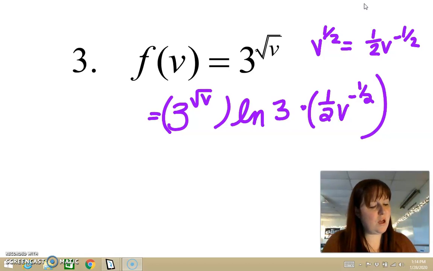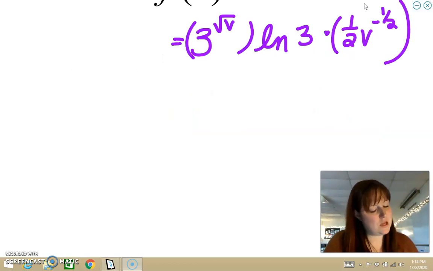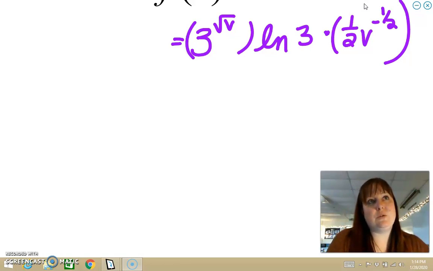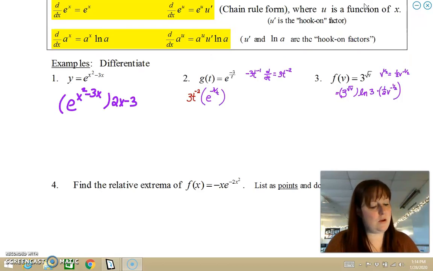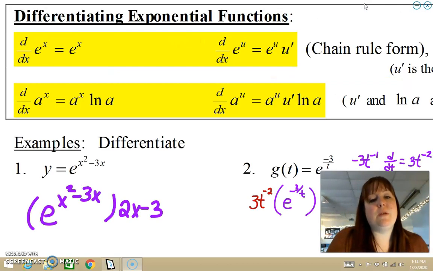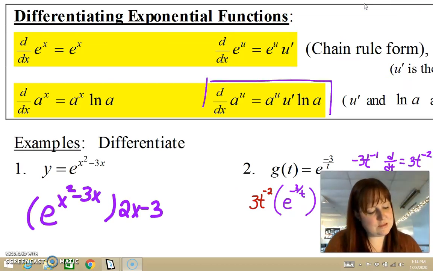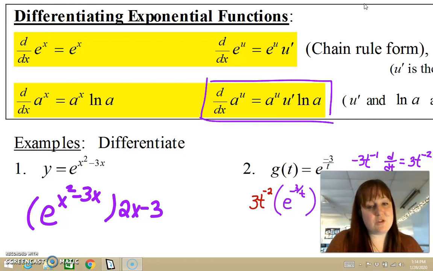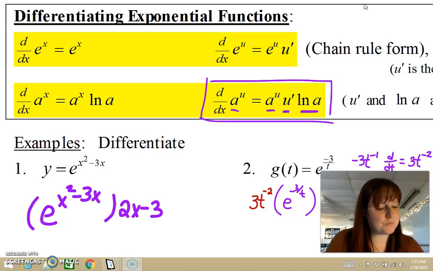So, please don't let this confuse you. But if you look at our exponential rule right here, it's really all the same rule. This is the rule, right? If you have any exponential function, you take that exponential function, you repeat it, then you multiply it by the derivative of the inside function, then you multiply it by ln of the base. All of these rules are the same rule. So if you only want to memorize one rule, memorize this one.